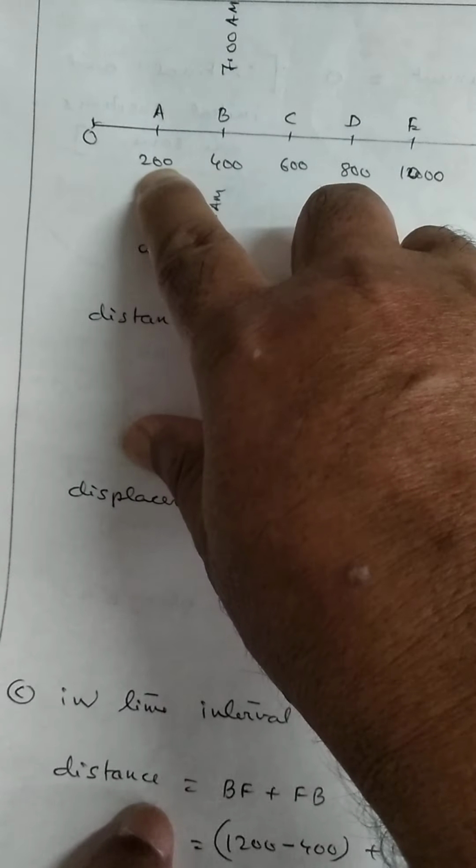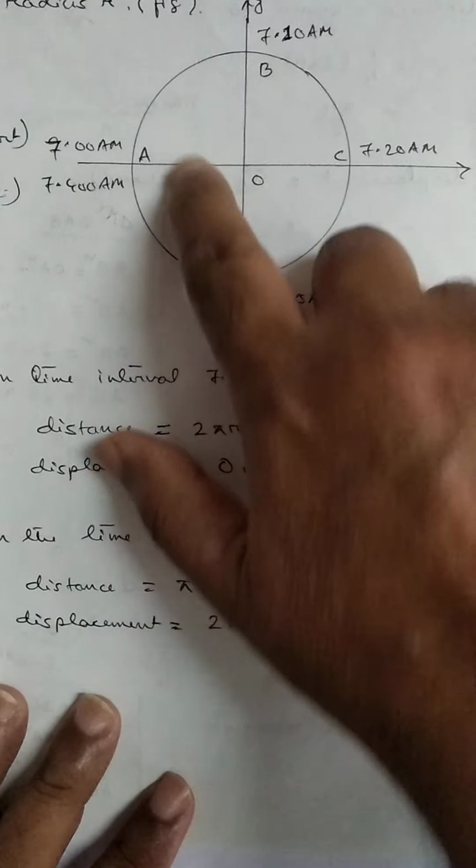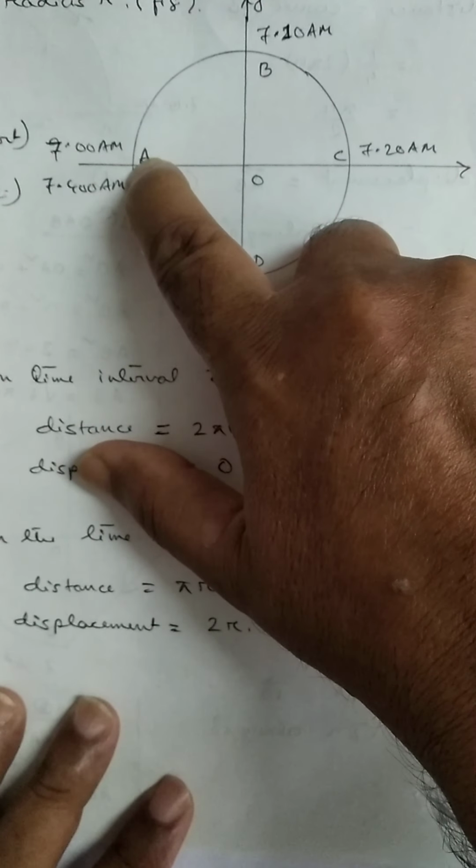The body moves in this circular path. A, B, C, D are the positions of the body at different instants of time: 7 a.m., 7:10, 7:20, 7:30, 7:40. Now we have to calculate distance and displacement at different intervals of time. So the first question is, we have to calculate distance and displacement in the time interval 7 a.m. to 7:40 a.m. So this is 7 a.m. and this is 7:40 a.m.